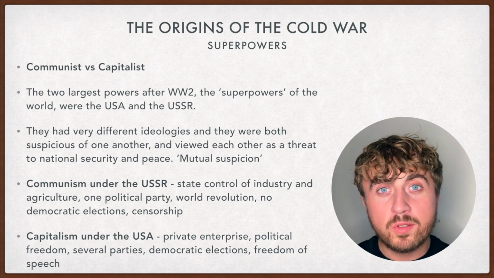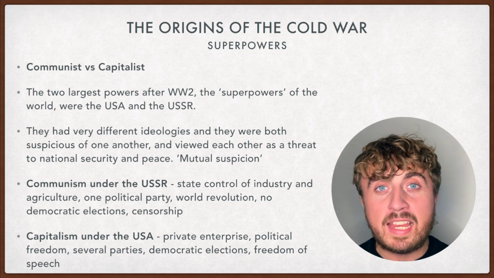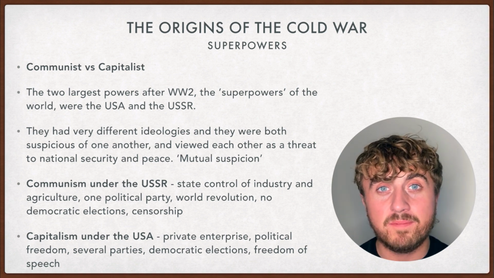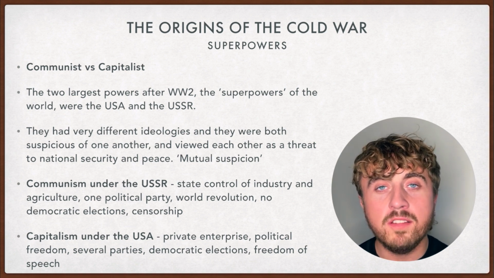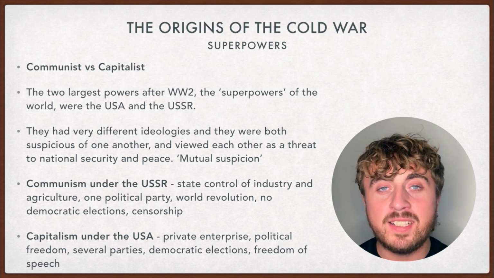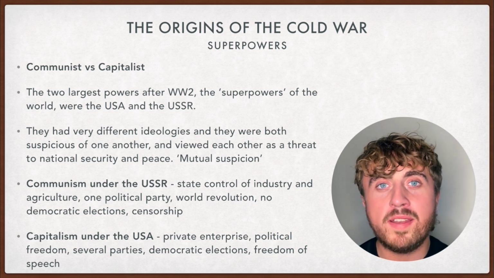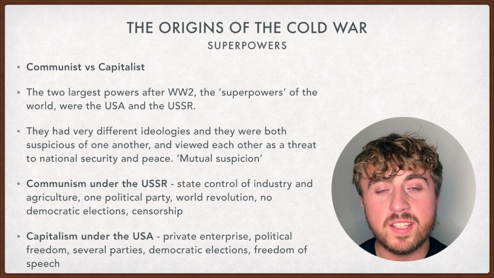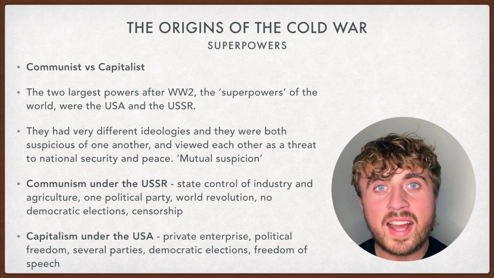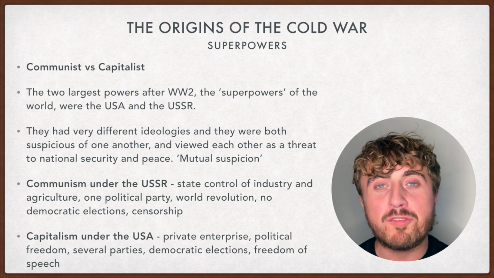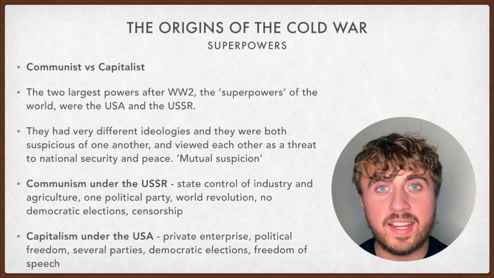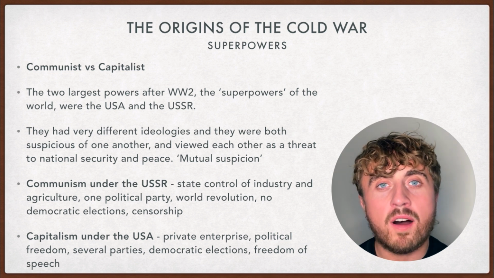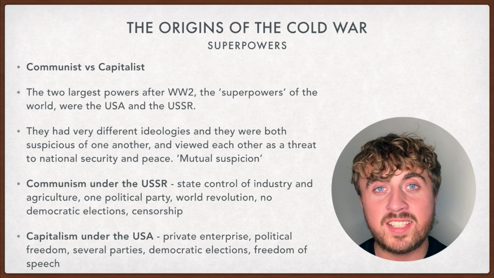They were both so concerned with each other because they believed the other one was a threat to their national security and peace. So we have communism under the USSR and capitalism under the USA. So under the USSR's version of communism, we have some core beliefs and values. The USSR has state control of industry and agriculture under their communist states. They have one political party, which means no free democratic elections.